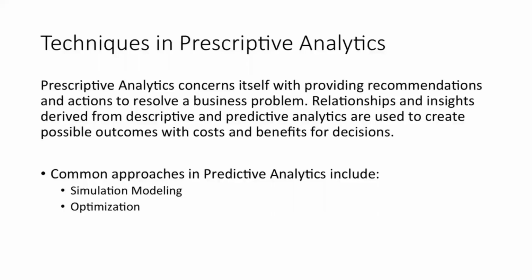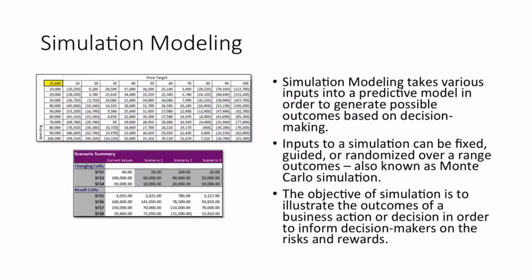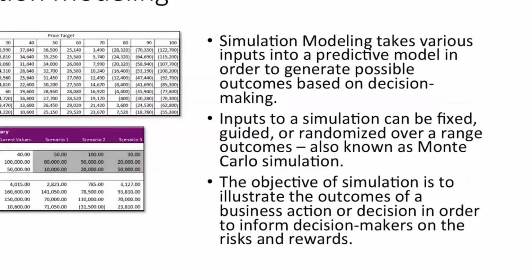The most common approaches include simulation modeling and optimization. These are methodologies that allow analysts to augment and support decision makers in doing their strategies. Simulation modeling is a way of taking inputs into a predictive model that you've already done using predictive analytics and generating many possible outcomes. You can put many types of inputs into a simulation. They can be fixed, they can be guided, or it can be a random simulation, also known as a Monte Carlo simulation. The objective of a simulation is to illustrate the possible outcomes of an action or decision in order to inform the decision maker on the risks and rewards of that decision.